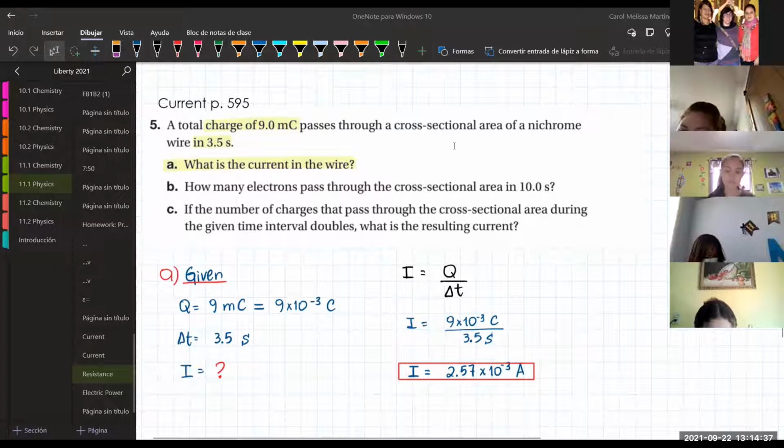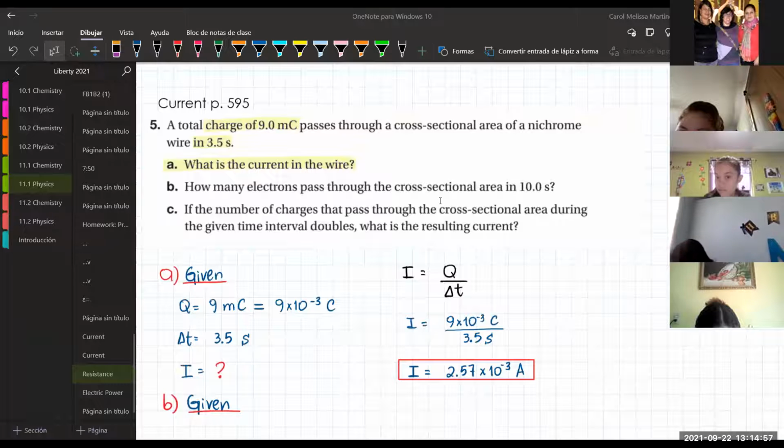This thing is not updating. Wait a second. Now it is updating finally.